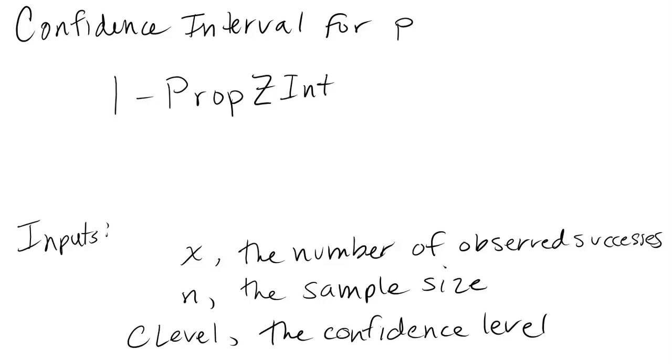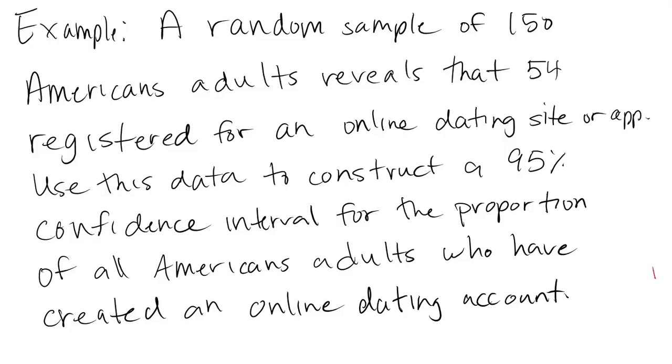Let's look at an example, and as we do this, we want to point out not only how we use this calculator function, but before that, we need to really talk about how we know this calculator function is the appropriate choice. It says a random sample of 150 American adults reveals that 54 registered for an online dating site or app. Use this data to construct a 95% confidence interval for the proportion of all American adults who have created an online dating account.